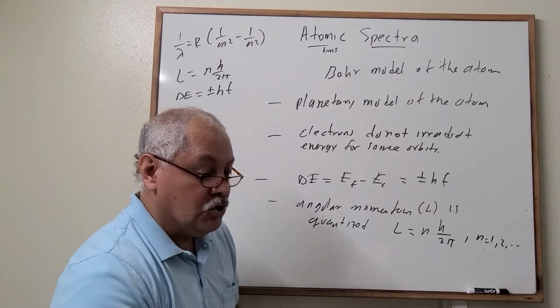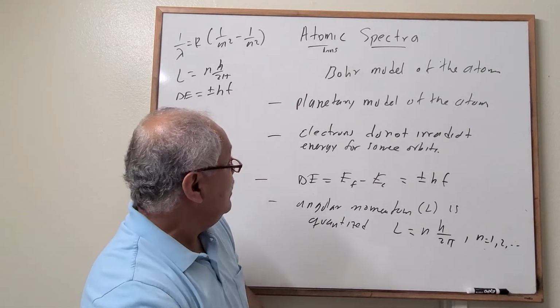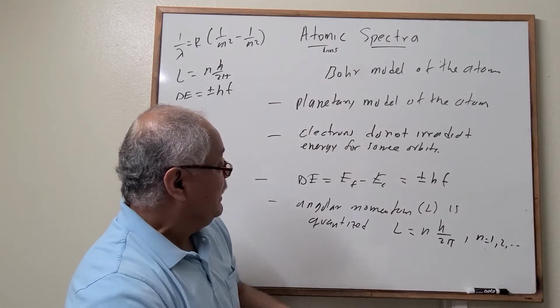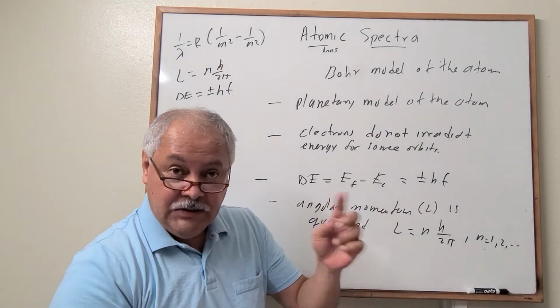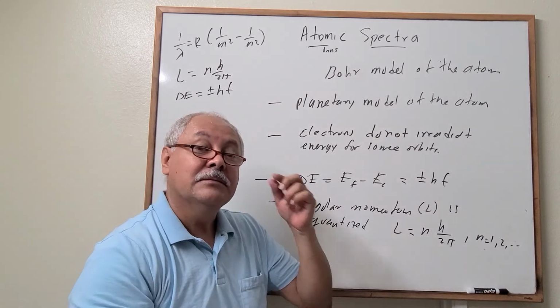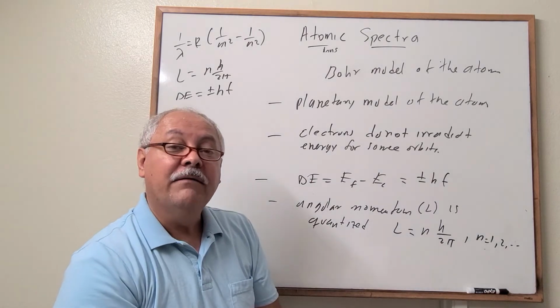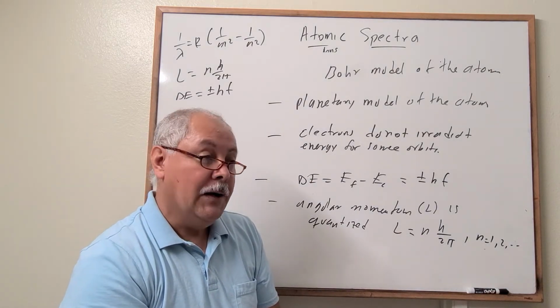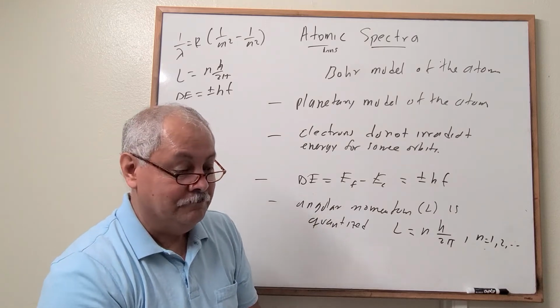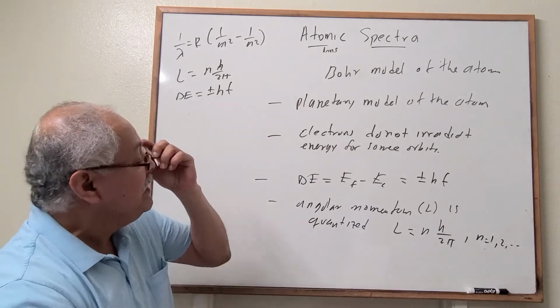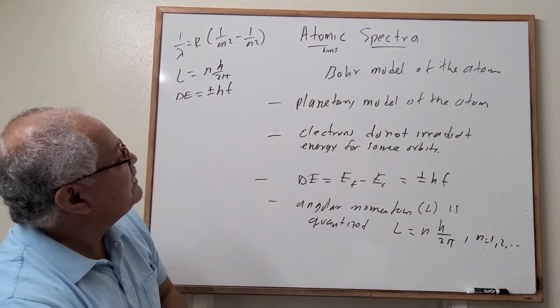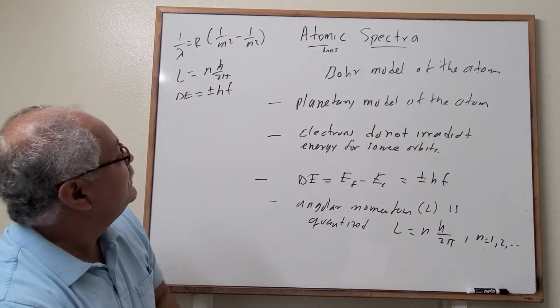Perfect. Also, Bohr found that if the electron changes its angular momentum, we have emission of energy too. Okay, it radiates energy. Correct? Perfect. Now these are the statements for the Bohr model of the atom.